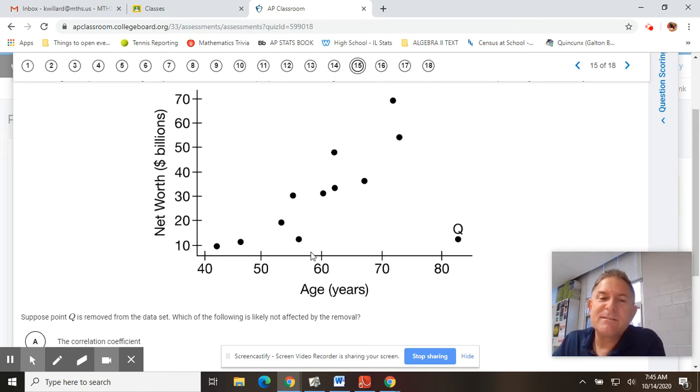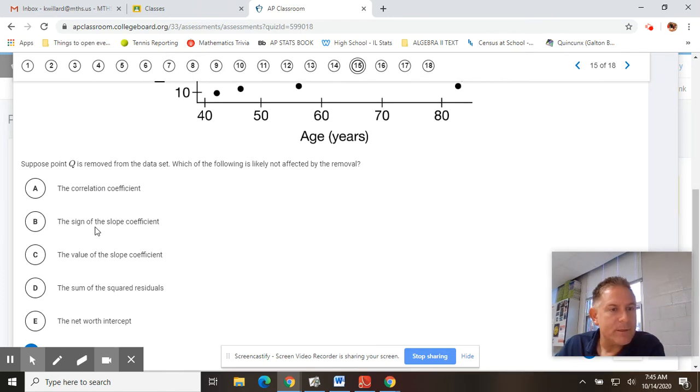So visualize the best fit line right now. Maybe it goes, it's drawn a little bit down by Q. Without Q, it would go, those are terrible sound effects. So what is not affected? I don't know. Let's look.